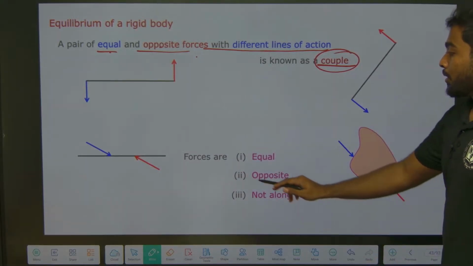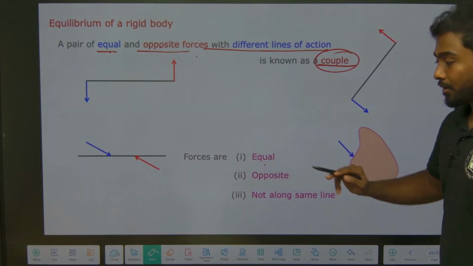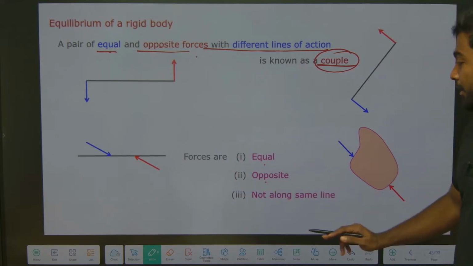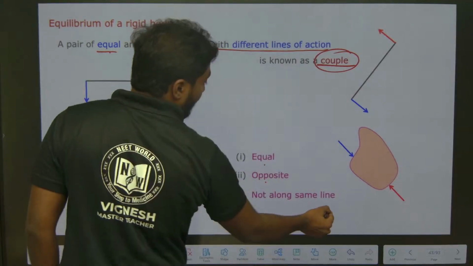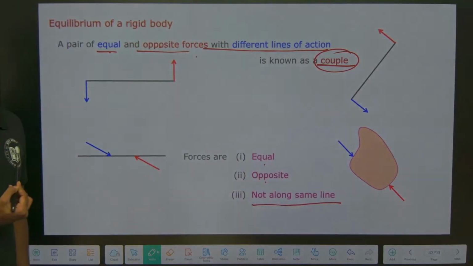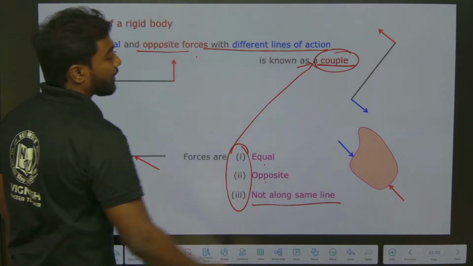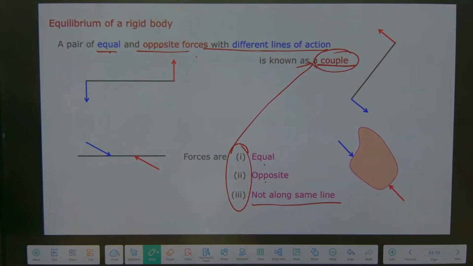Okay. So for a couple, first, the forces should be equal. Second, they should be opposite. And the third point, they should not lie in the same line of action. So these three points are important for it to be called a couple.